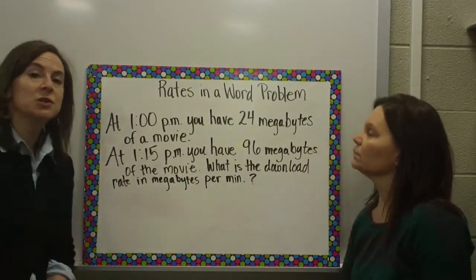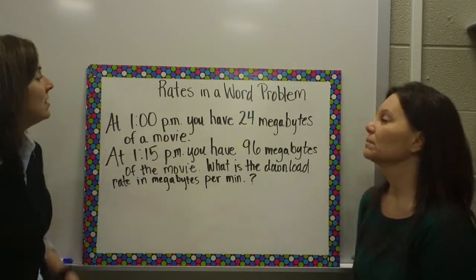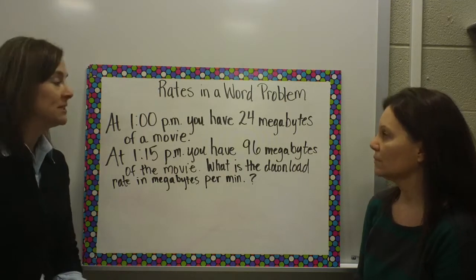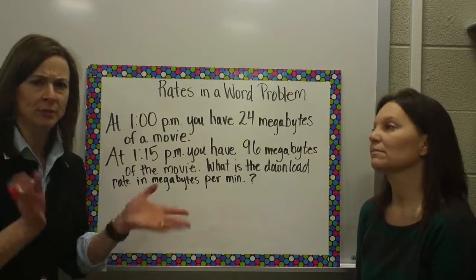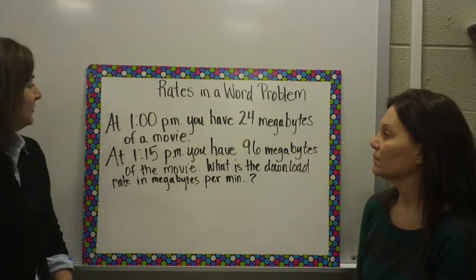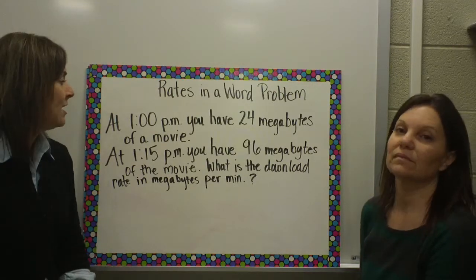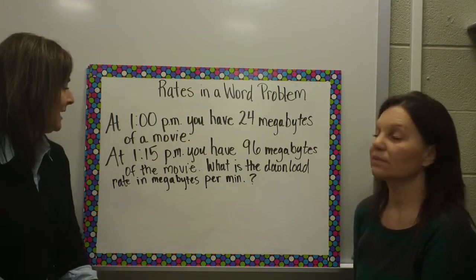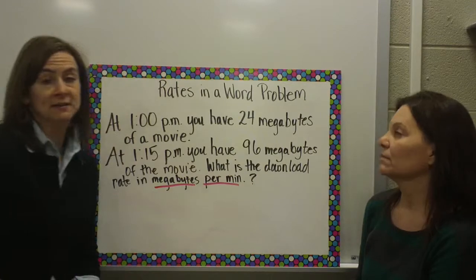Rates can also show up in word problems, and so we have an example for you here. This word problem reads, at 1 p.m. you have 24 megabytes of a movie. So you must be downloading or uploading a movie or whatever that is. And then at 1:15 p.m. you have 96 megabytes of that same movie. So you are trying to find the download rate in megabytes per minute.